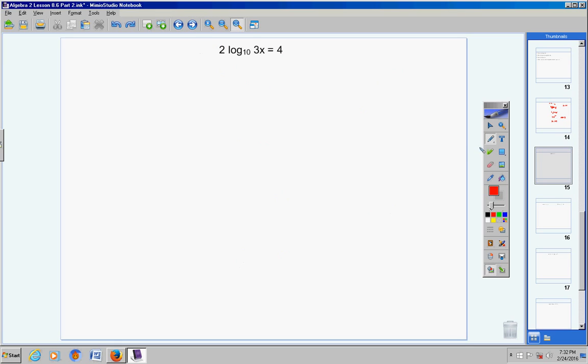Alright, here we go. Step 1, isolate the logarithm. I'm going to circle the word in the argument. So I have to get rid of this 2. Alright, so isolate the logarithm. Divide both sides by 2. And you're left with logarithm base 10 of 3x equals what? 2. 4 divided by 2. Step 2, write the problem exponentially. So 3x equals 10 to the second power, which is the same thing as 100.